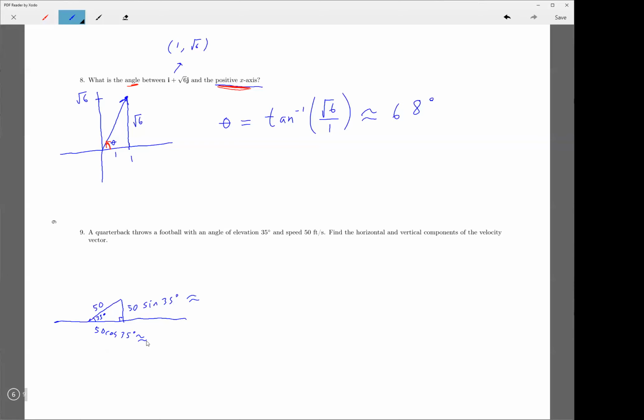Okay, so 50 sine of 35. Okay, so that one, I get 28. Let's do it to 1 decimal place, so 28.7. And then this one, 40.95, so we're gonna say 41.0. Okay, let's see if those answers work. So horizontal would be 41, and vertical would be 28.7.